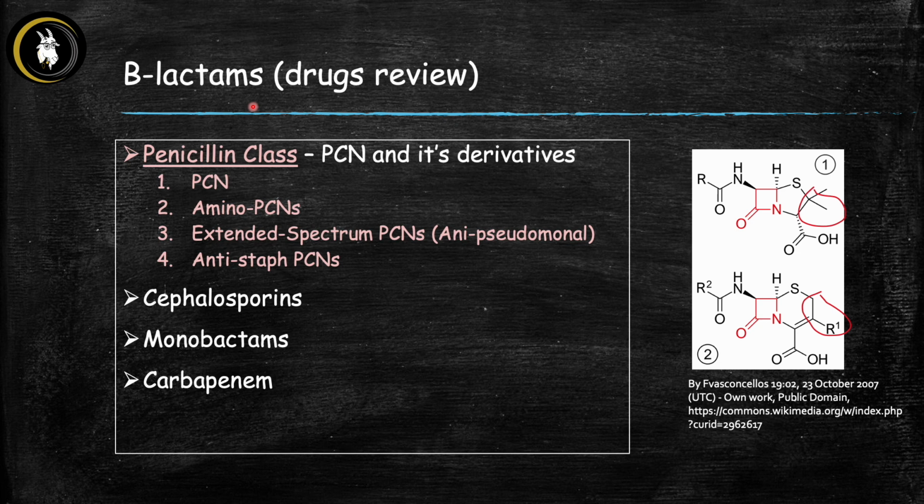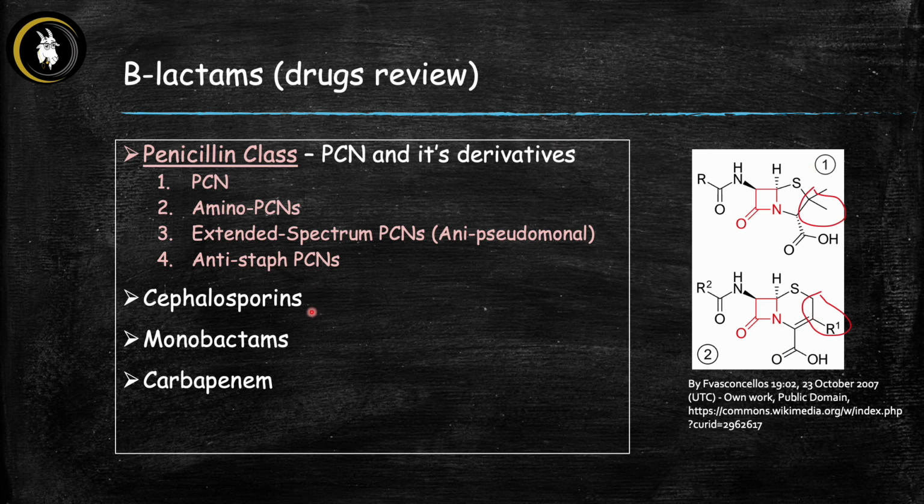All right, so now that we know what beta-lactams do, let's talk about the drugs. There are 4 major categories: the penicillin class, cephalosporins, monobactams, and carbapenems, and these are all going to be very chemically similar. So there's penicillin up here and cephalosporin here. You can see that they're very similar, just a slight difference in part of their side chains.